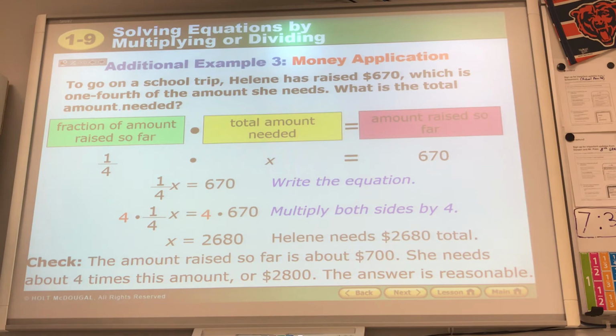So the amount raised so far is about 700. She needs about 4 times this amount, or 2,800. We don't need to do round numbers because you've got the solid straight number.